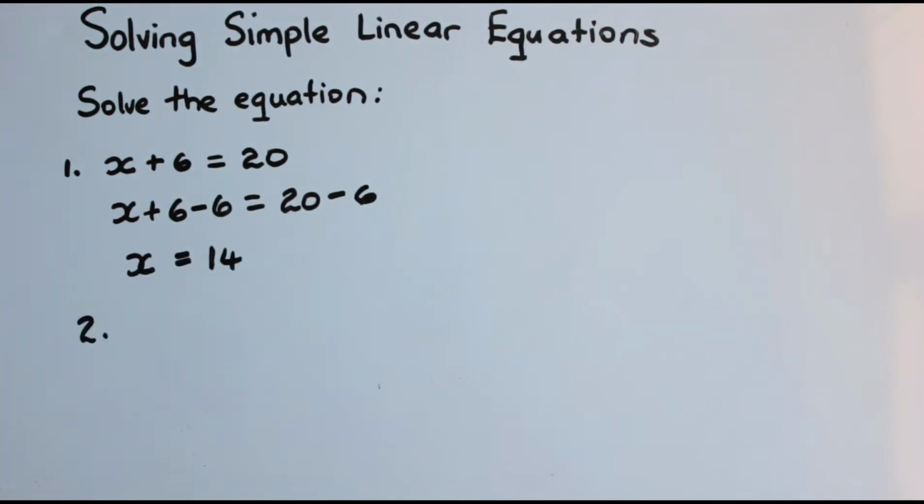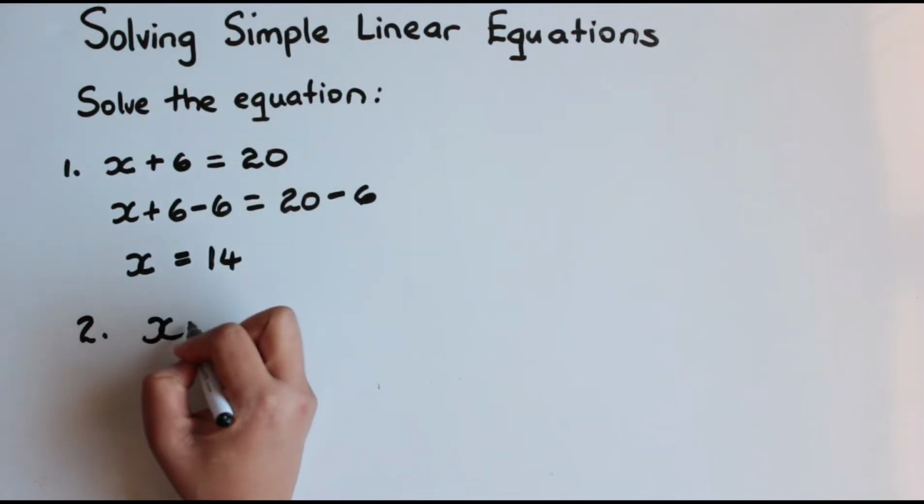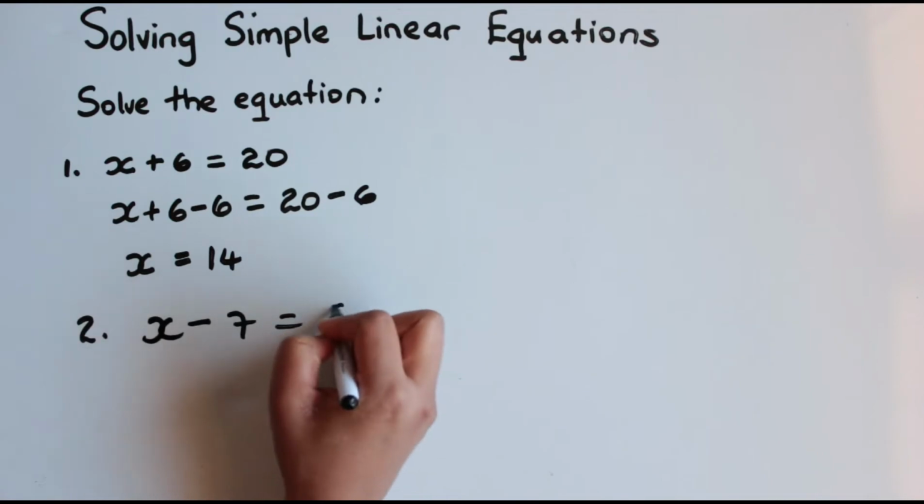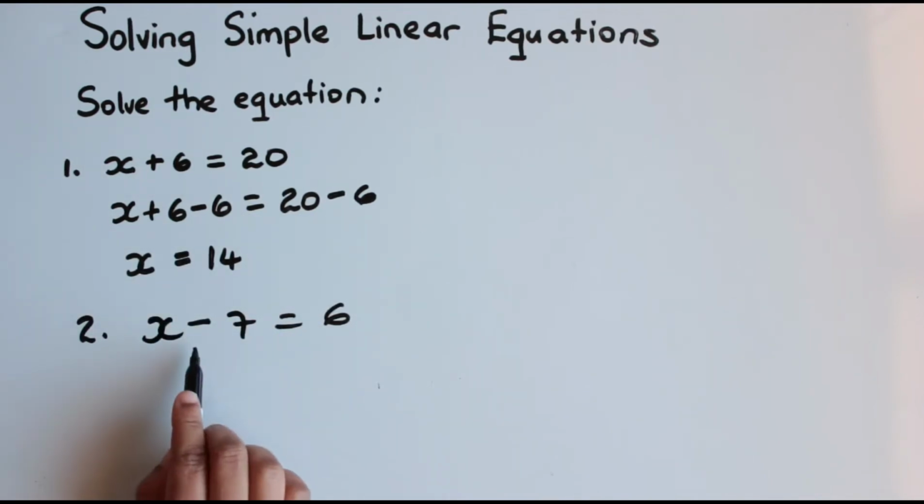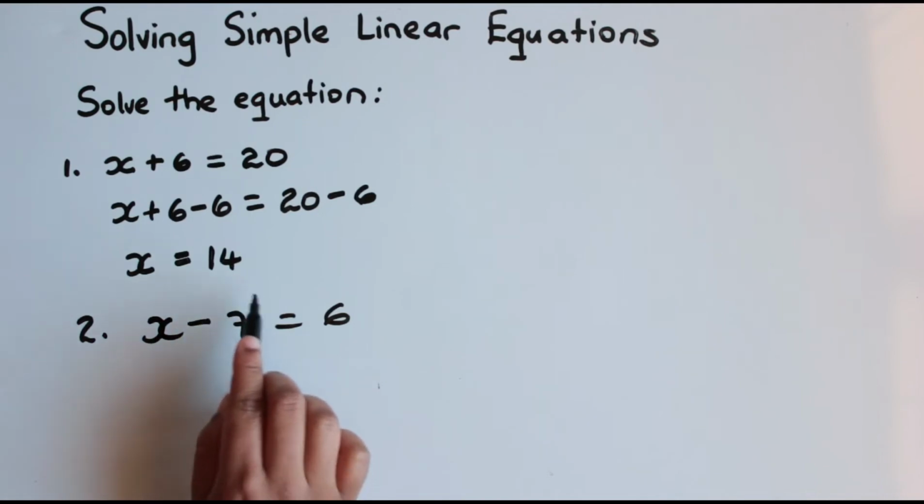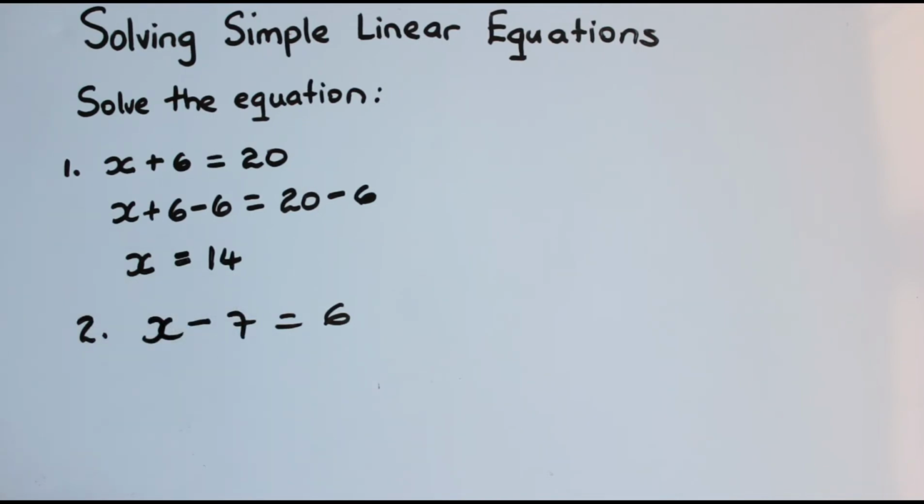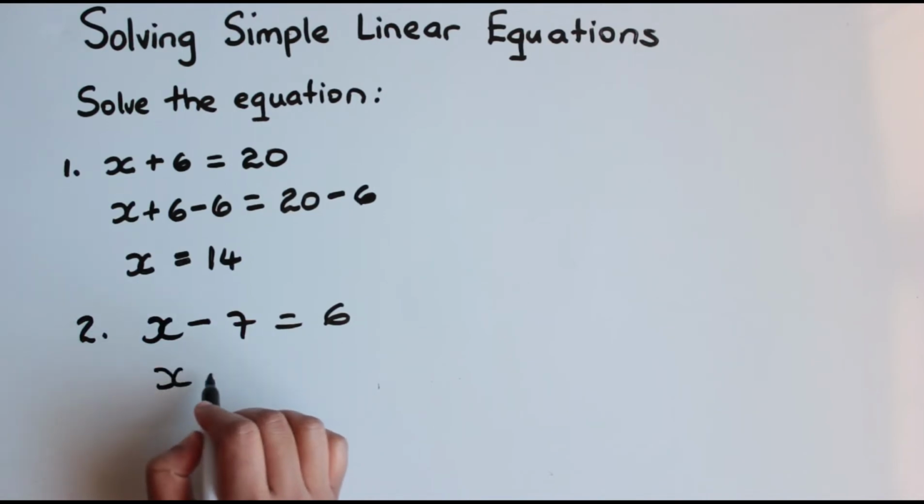Now we'll be looking at a second example, and in this second example we're doing x take away 7 equals 6. Again, we're solving for x, so we need to get rid of this minus 7 that's on the left hand side. In doing so, we need to do the opposite of minus, so we add 7 to both sides.